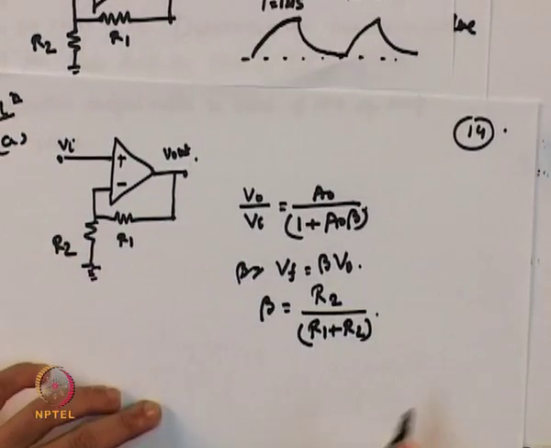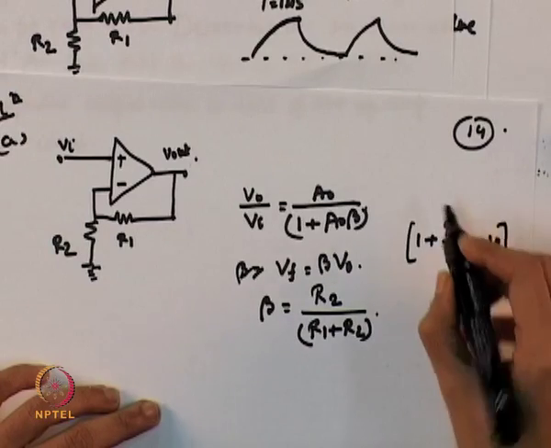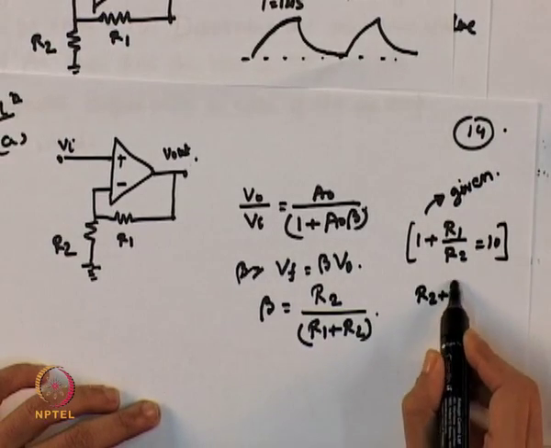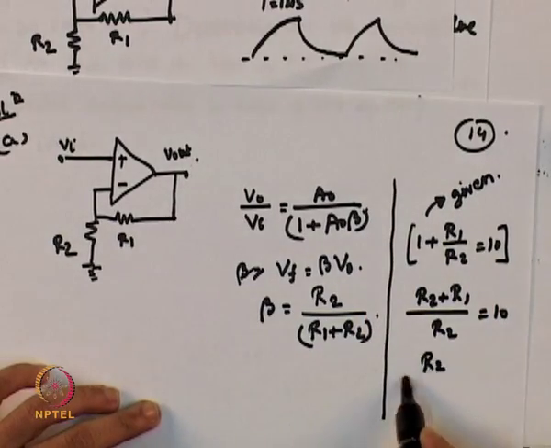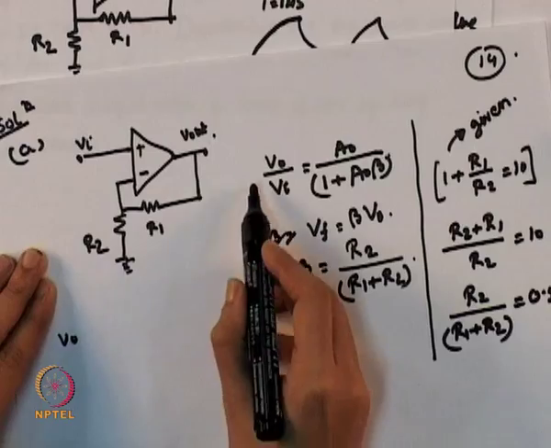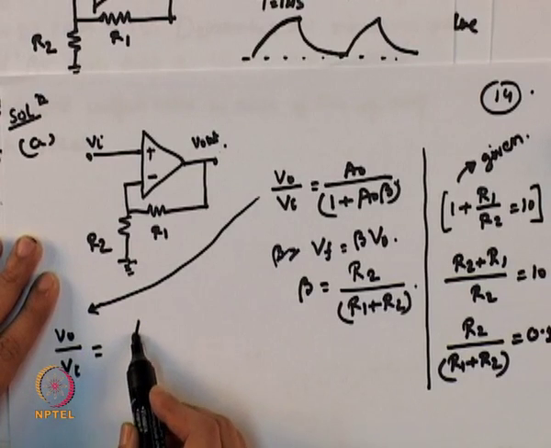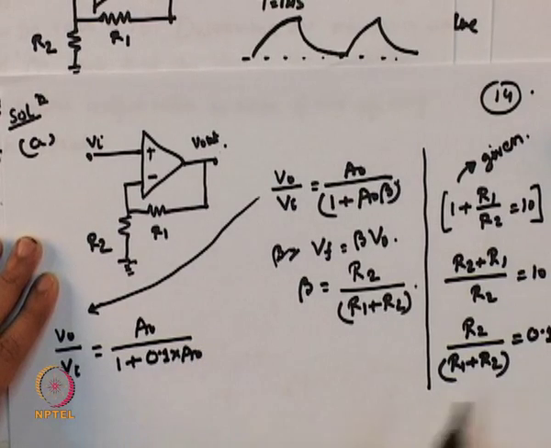Now, in the problem we already know that (R1 plus R2) by R2 is equal to 10, this is given. So, R2 by R1 plus R2 is coming out to be 0.1. Then from this one, Vo by Vi equal to A0 by 1 plus 0.1 A0, where we have put this beta value.